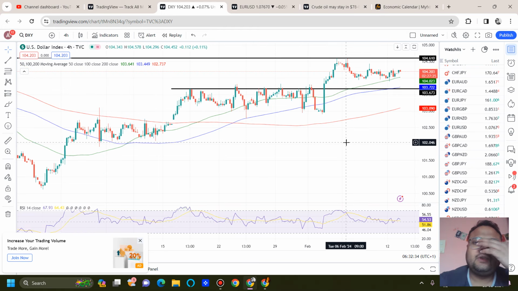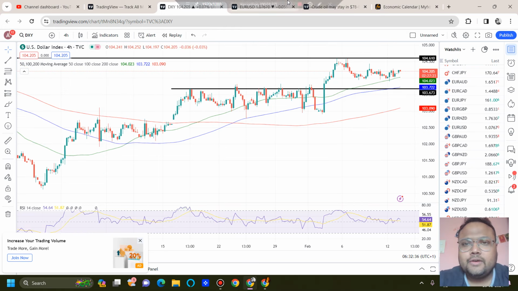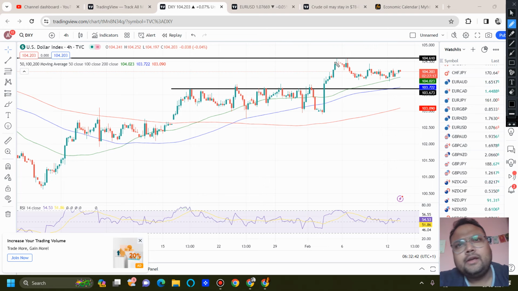DXY, or the US dollar index, is still trading inside the range right now, trading at 104.20. If the inflation rate is high, then yes, there is a possibility that the Fed may go for rate hikes, and in that case we may see DXY going above 104.60. If that happens, then we will see pressure on pairs like gold, Euro USD, GBP USD, and others.